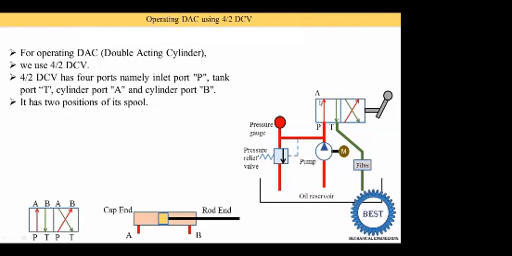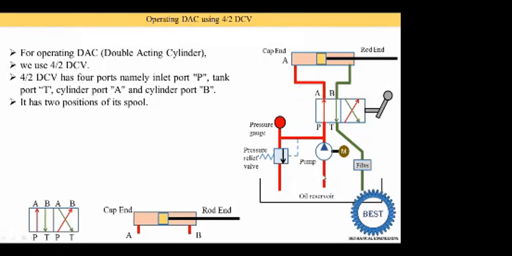Now this is the A port, this is the B port. And here you see this is the double acting cylinder, this is the cap end, and this is the rod end. Now the A side is connected with this A port, and the rod end, which is also called the B side, is connected with the B port.